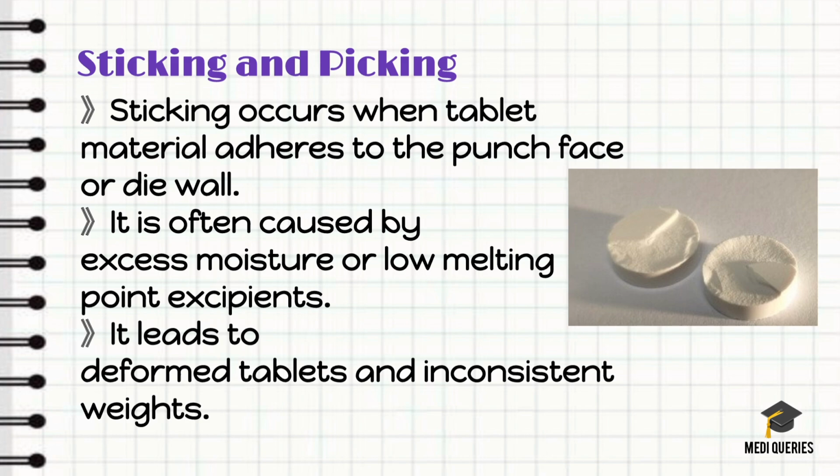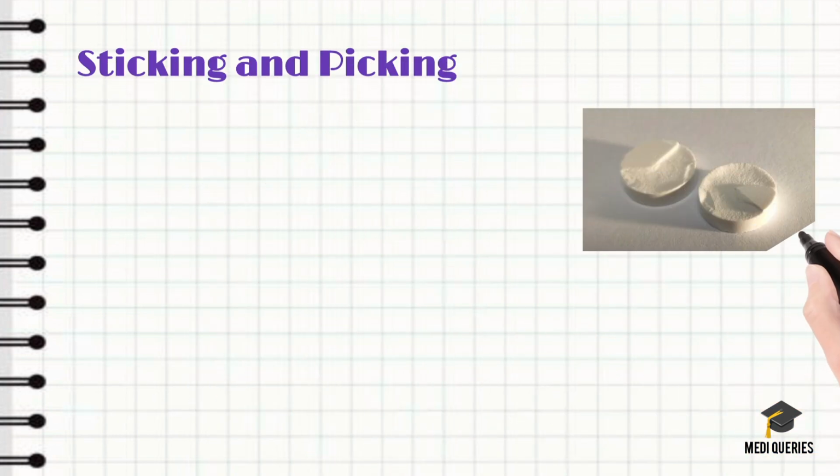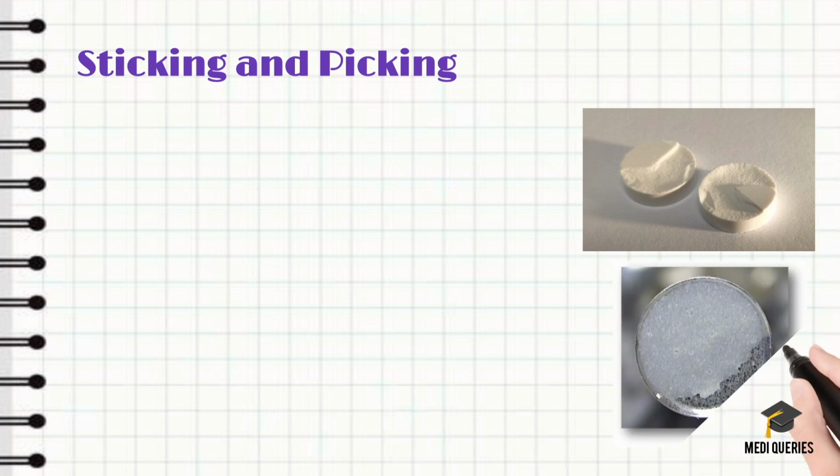whereas in the case of picking, it refers to the sticking specifically to the embossed areas like logos. These defects are often caused by excessive moisture, inadequate lubrication, or low melting point binders. They result in rough, uneven tablet surfaces or loss of imprint clarity here. Poor drying of the granules or hygroscopic ingredients can worsen the sticking.